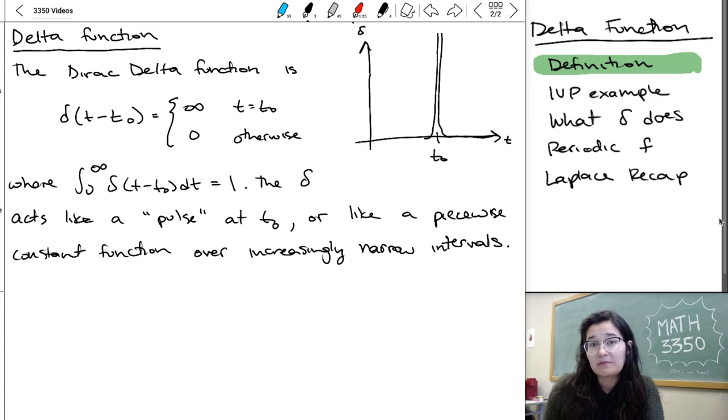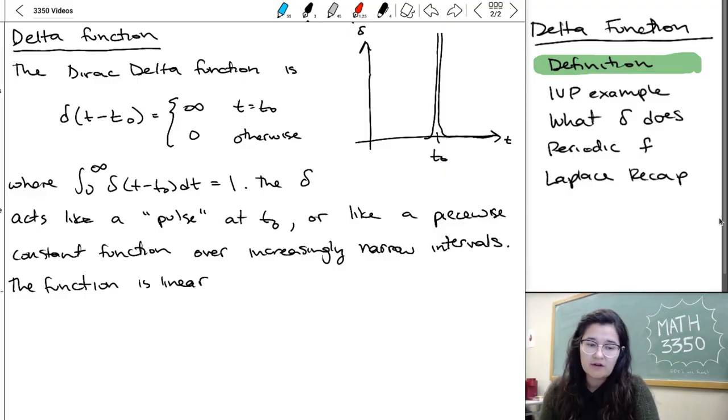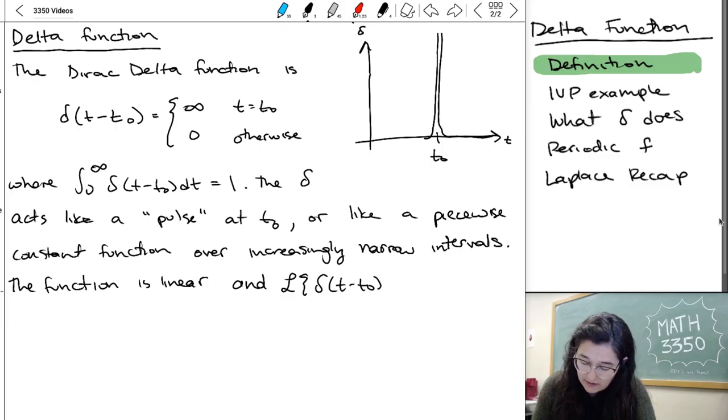The delta function behaves nicely for working with it in a differential equation. It's linear. So you can take sums and scalar multiples of it the same way you can of Laplace transformed variables. And it has a Laplace transform. L of delta t minus t0 is going to be e to the minus s times t0.